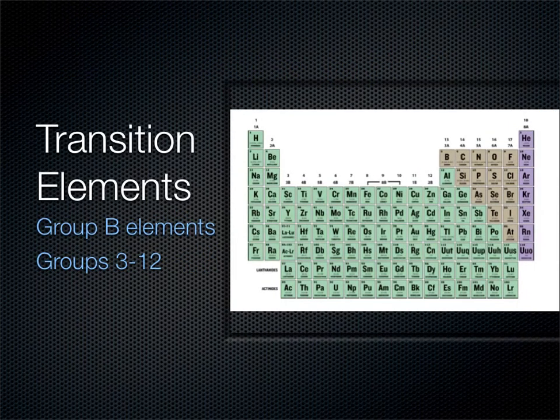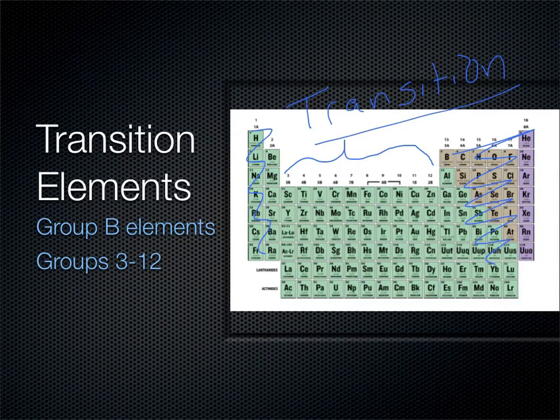And then, so those were the A's. That's all of these and these. Then the ones in the middle here, these are often called the transition elements. And in these, we're starting to fill the D sublevel.